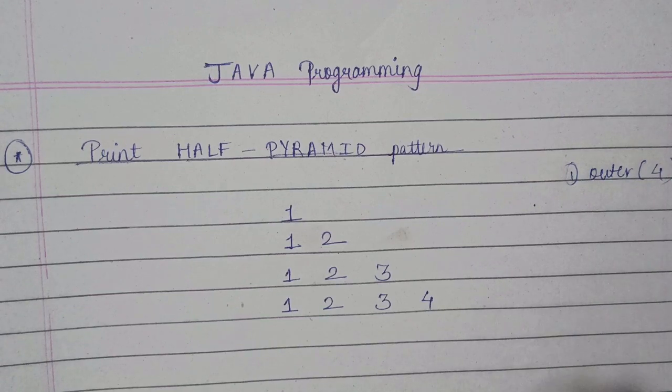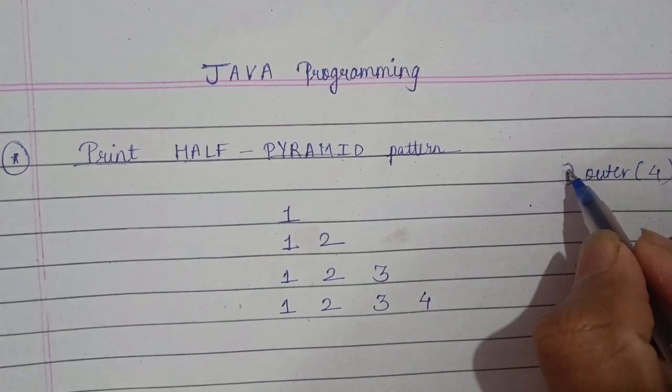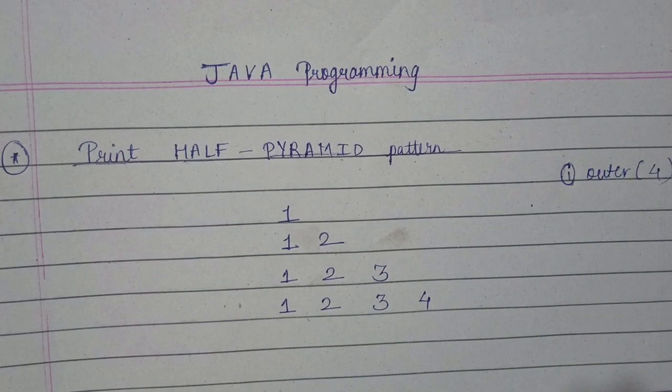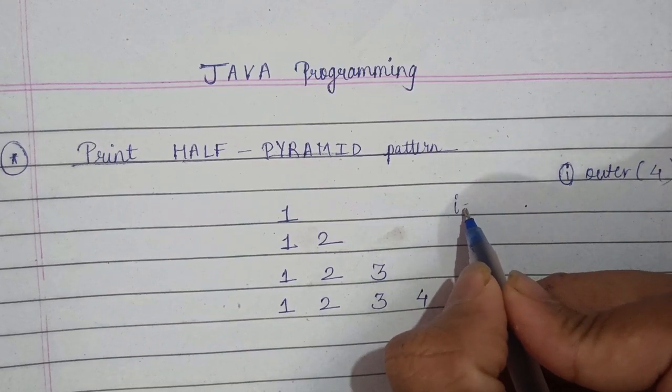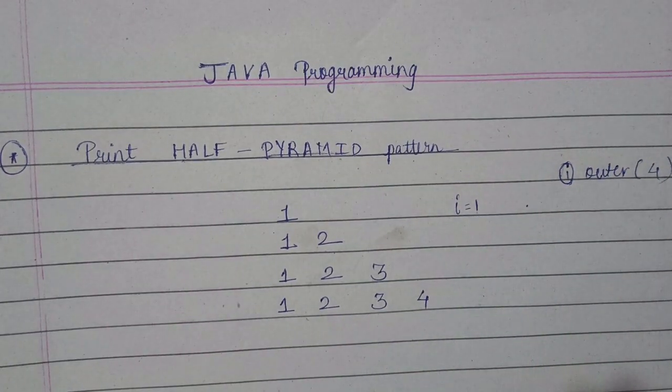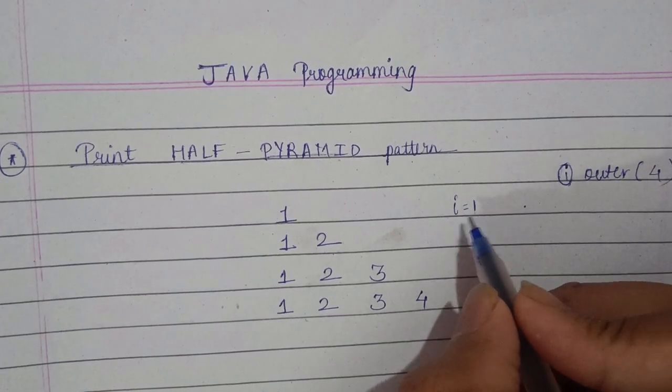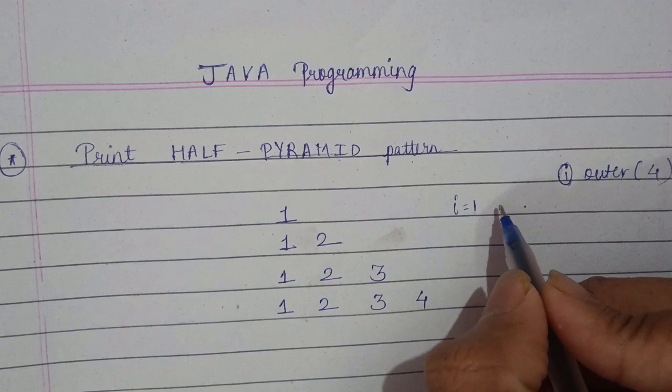Now the inner loop will run. How will the inner loop run? For i equal to 1, the inner loop will run, and we have to print the number 1.